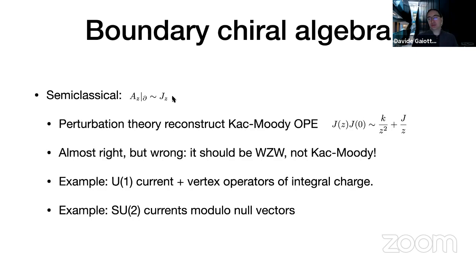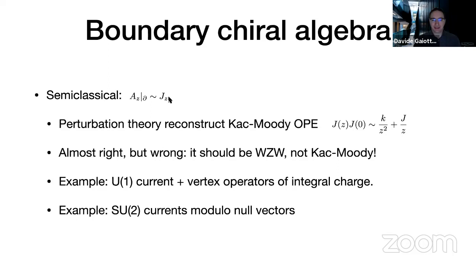You can do just perturbation theory with Feynman diagrams to try to figure out what the OPEs are of these boundary local operators. And you easily reconstruct the Kac-Moody OPE. So the OPE of the currents has a 1 over z squared term proportional classically to k, plus a J over z term. Here there are some structure constants for the Lie algebra. Now, this is the perturbative answer. It's almost the right answer, but it's wrong, meaning that the correct answer should be the WZW model, which is not quite the same as a collection of Kac-Moody currents. More precisely, when I say that my local operator is this current, what I mean is that the local operators at the boundary are polynomials in these currents and their derivatives.